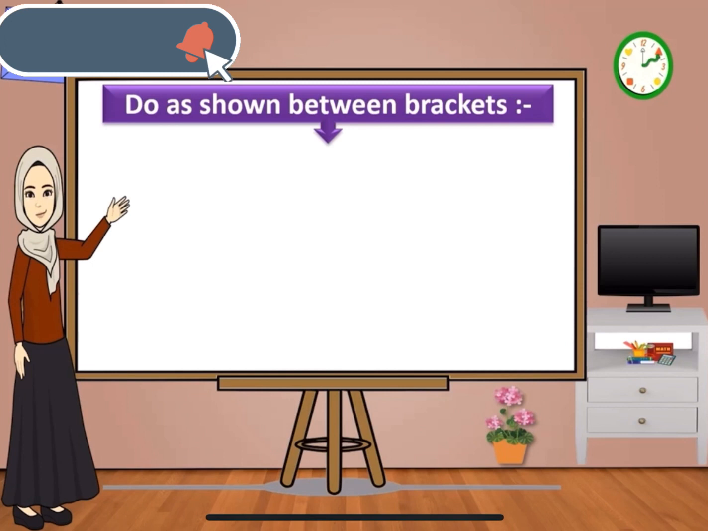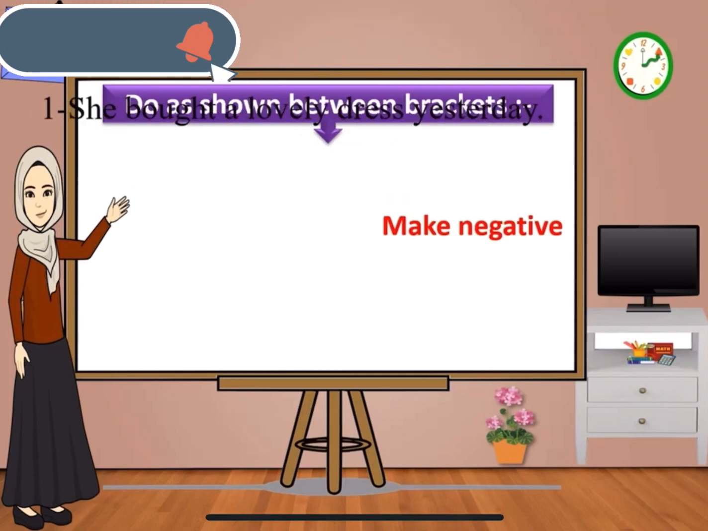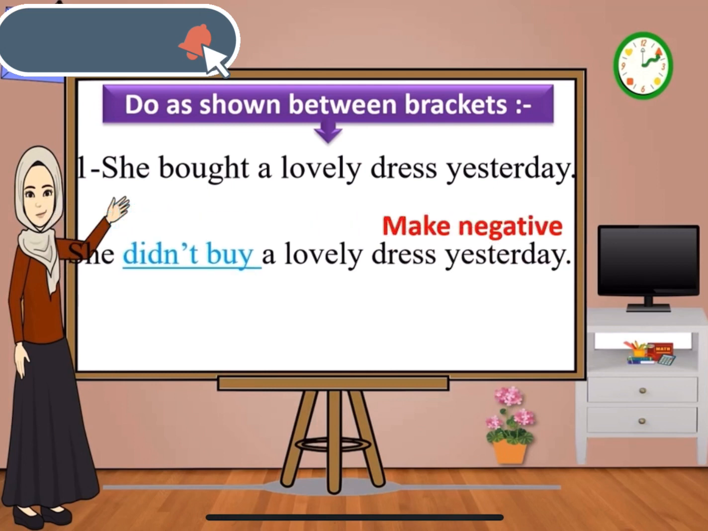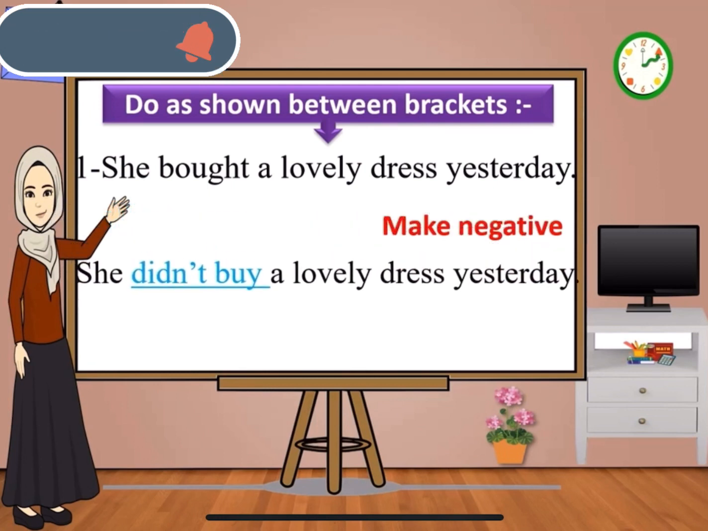Now let's apply our rule through this question. Do as shown between brackets. She bought a lovely dress yesterday. We want to negate this sentence. How can we negate it? Yes, excellent. She didn't buy a lovely dress yesterday.